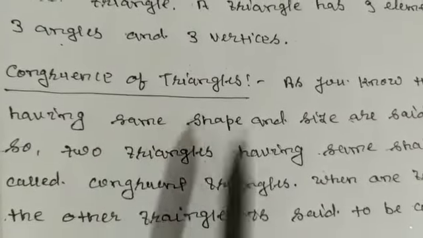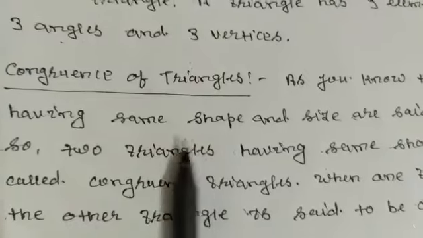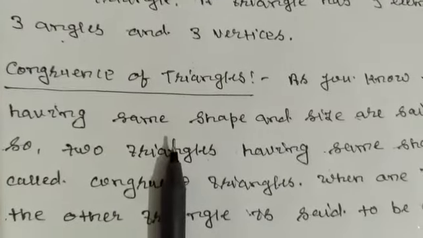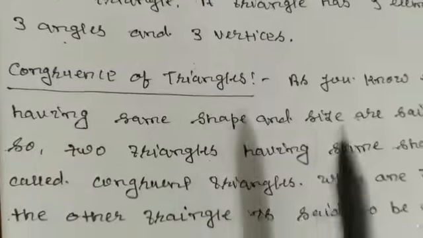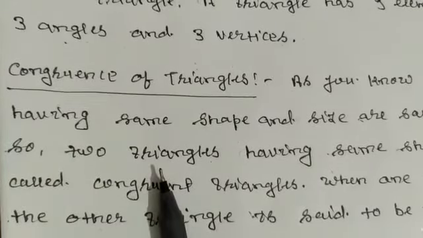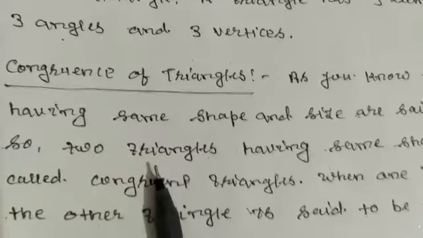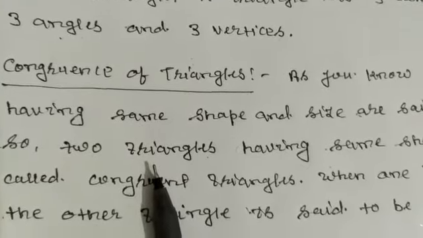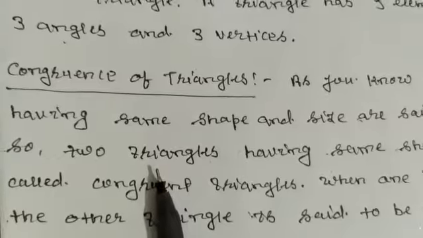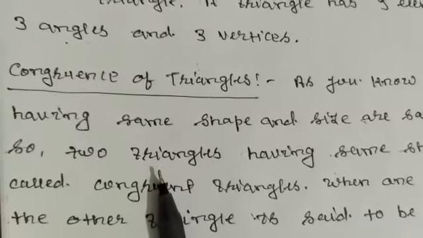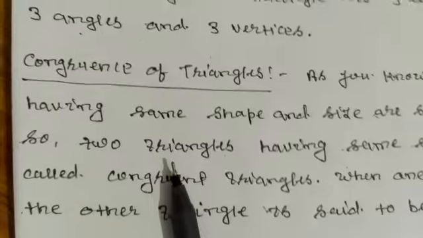When we talk about congruent figures, it means that when one object is put on another object, then one object superimposes the other. When an object is kept on another object, both objects seem like one object. That is the case of congruence of figures.